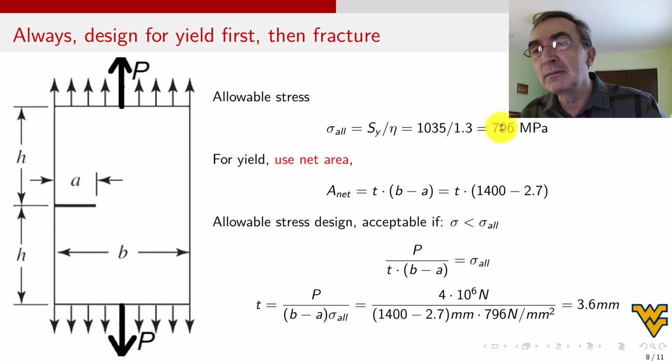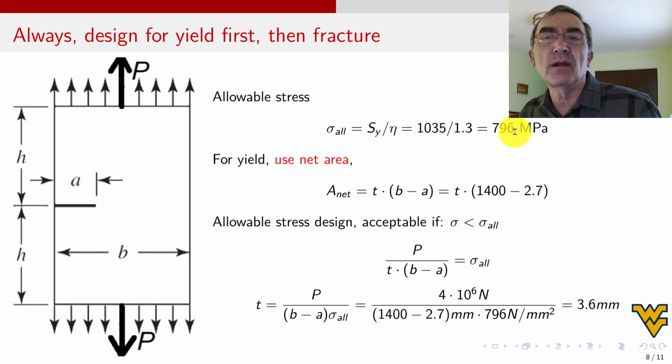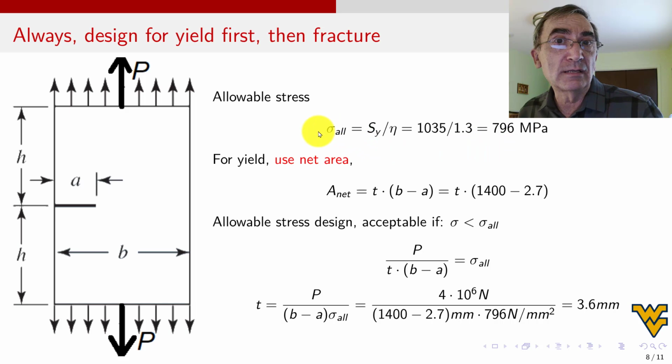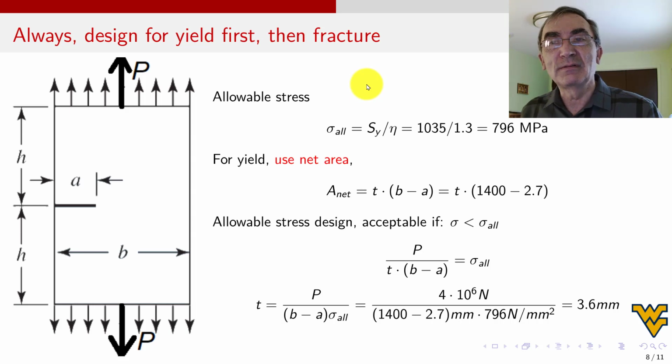When I pretend that the material takes 796, I'm introducing already the safety factor into the strength. And from then on, I don't have to worry about the safety factor because it's already there in this number. And this number is called allowable stress. That means how much stress they let me use from the actual strength, which is 1035. That's easy, right? Simple concept.